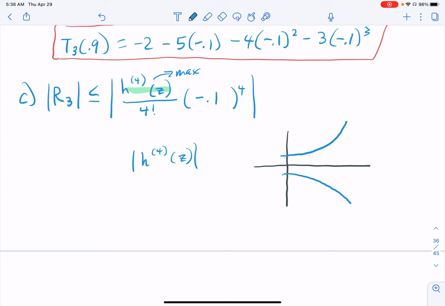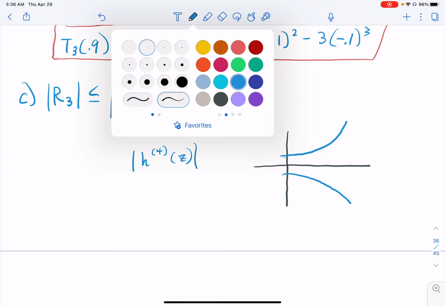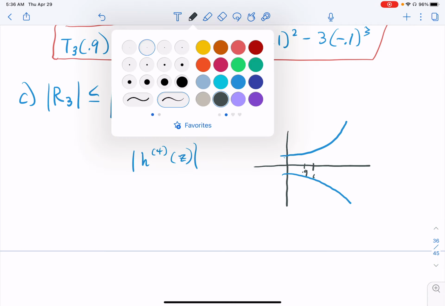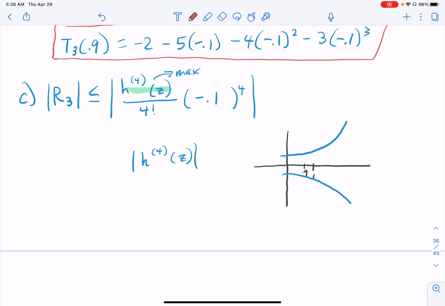Let's say, for example, if I put some numbers on here, let's say this is the number 1, and then we would also have the number 0.9. And if I look at my graph, it's now increasing, of course, because it reflected over the x-axis. We can see that the higher value is going to occur at 1, and so that's the value that's going to maximize our derivative.